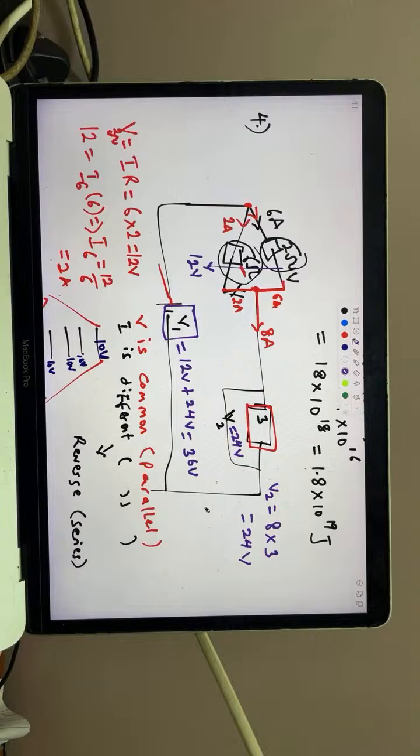That means that the correct answer is option D. V1 is 36 volts and V2 is 24 volts. V1 is 36 volts.